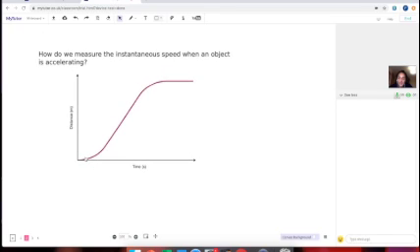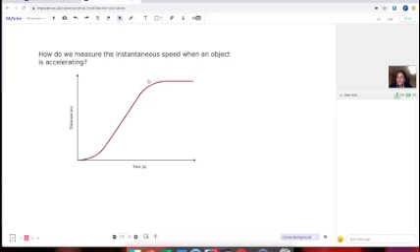Okay, so the next part of the question asks, how do we measure the instantaneous speed when an object is accelerating? Well, the accelerating portion of the graph can either be known as this point here and this point here. It's not always necessary to clarify whether accelerating actually means getting slower or getting faster. Accelerating just means that there is a change in speed.